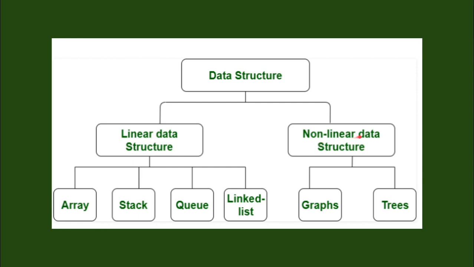And in non-linear data structures, we have two major types, graphs and trees. These structures are non-linear, that means they have hierarchical data. One data may be dependent on the other data, one may be the subdata of the parent data, so that way the data are dependent on one another in some logical sense. That is the non-linear data structure.